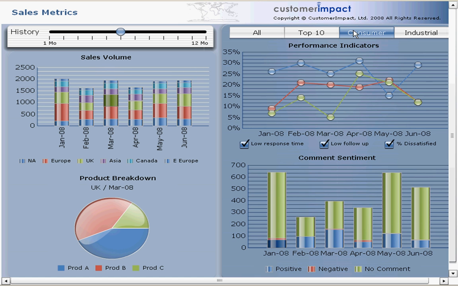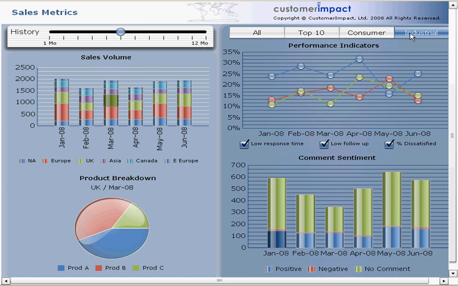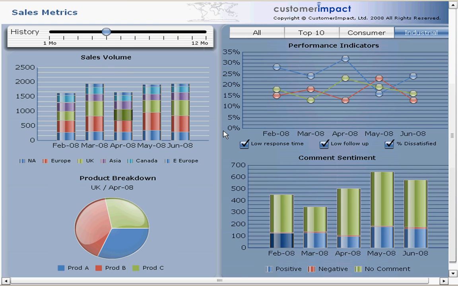consumers, and industry. Again, we are viewing monthly data for those months selected with the history lever that we saw before. In this case, there are three performance indicators we are tracking. Here we track the percent of low response rate, low level of follow-up, and low level of dissatisfaction.